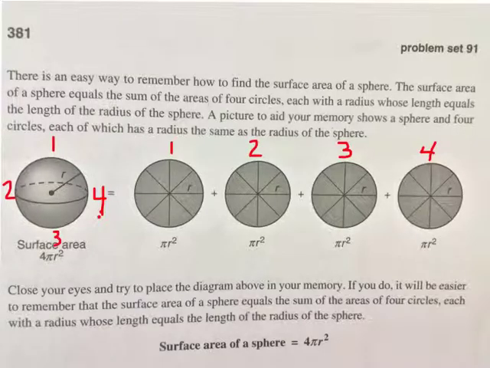So you would just say 4 times pi r squared. So you take the formula for area of a circle, pi times radius squared, and then multiply that by 4 if you have a sphere. All right, let's work some practice problems.